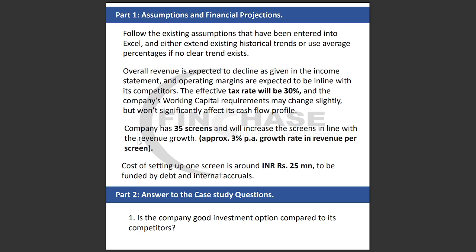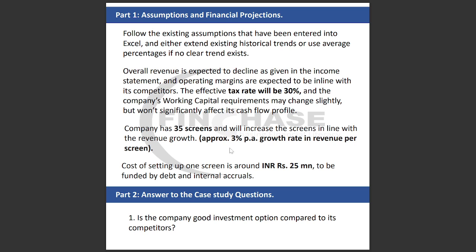And then coming to the last line, that is company has 35 screens and will increase the screens in line with the revenue growth. इसने बोला कि कंपनी के पास अभी 35 screens हैं, okay, and that number of screens is going to increase in the future, which is to be in line with the revenue growth. जैसा हमारा रेवेन्यू जा रहा है वैसे ही हमारा स्क्रीन्स की ग्रोथ हो रही है और रेवेन्यू पर स्क्रीन इंक्रीज हो रहा है. ठीक है, इसने हमें 3% पर एनम ग्रोथ रेट इन रेवेन्यू पर स्क्रीन भी दिया हुआ है. ओके, सो वी विल यूज दिस इंफॉर्मेशन एज वेल इन ऑर्डर टू derive certain things when we are building our financial model.